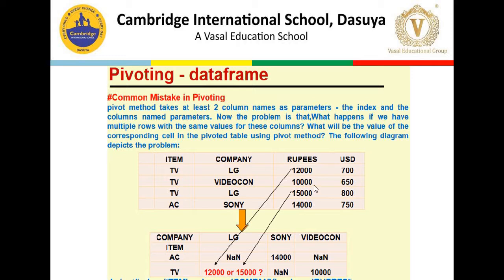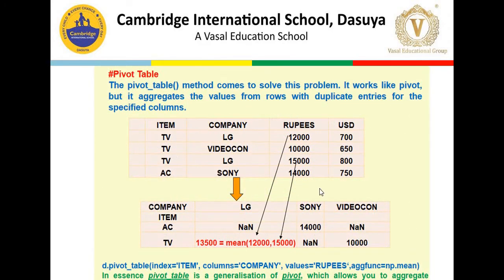So then we applied the pivot underscore table function, where we apply the aggregate function on this data. So you see in the next one here, we apply the mean method, and under pivot underscore table, the first parameter is index, second is columns, third is values, and fourth is the aggregate function that will calculate the mean of these two TV prices, 12,000 and 15,000. And here you will get the average price.